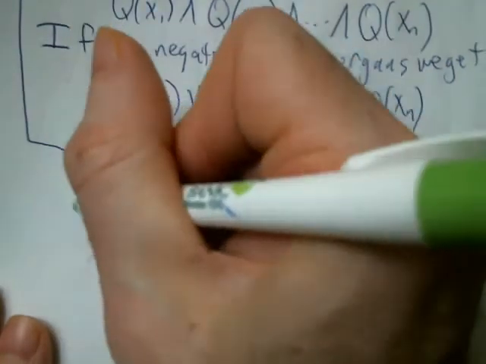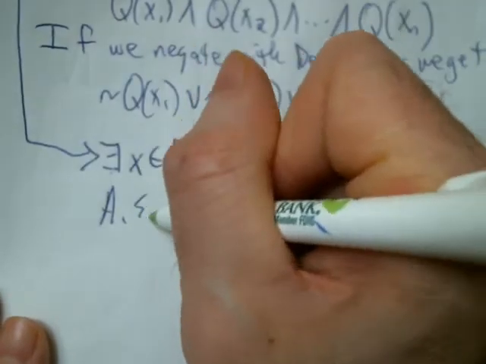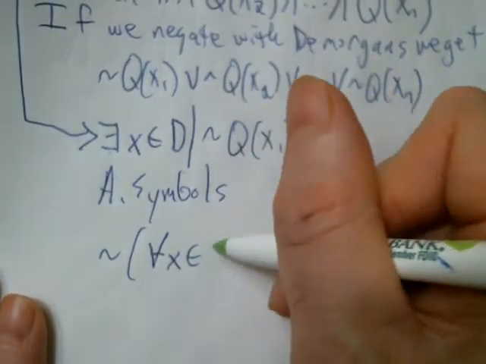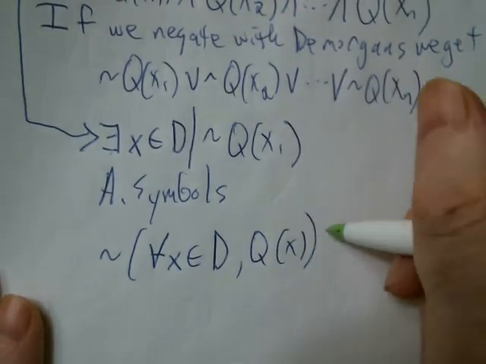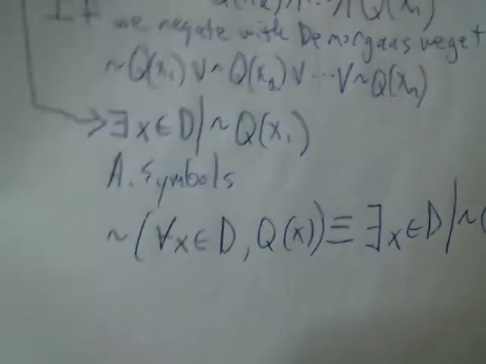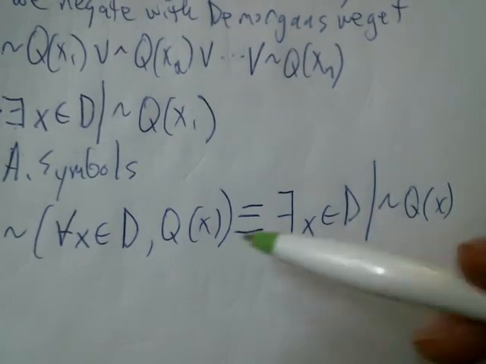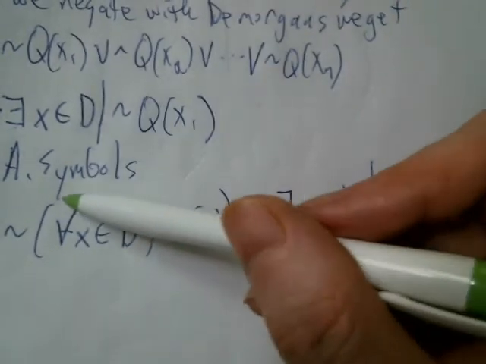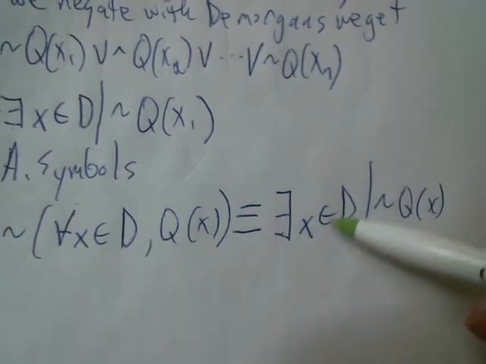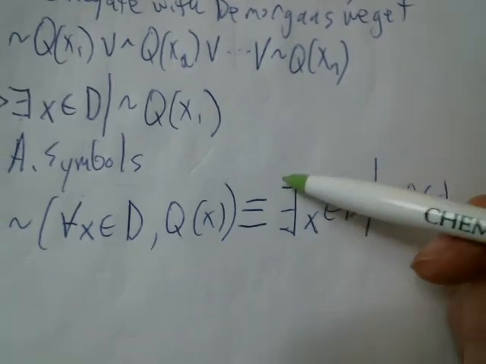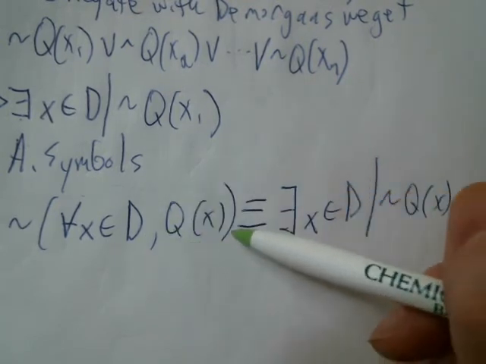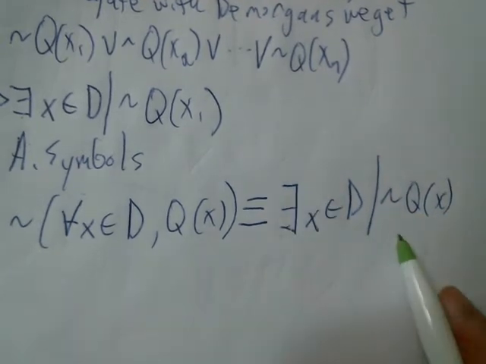So symbolically, we have the negation of a universal statement: for all x in D, q of x. That's going to be equivalent to saying there exists an x in D such that not q of x. So mechanically, what's happening is you're just flipping the universal into an existential, and that's it. It doesn't change the domain. It doesn't say all of a sudden x not in D or anything crazy like that. The only thing that's affected is the universal, which turns into an existential. And then you're going to negate the predicate part.